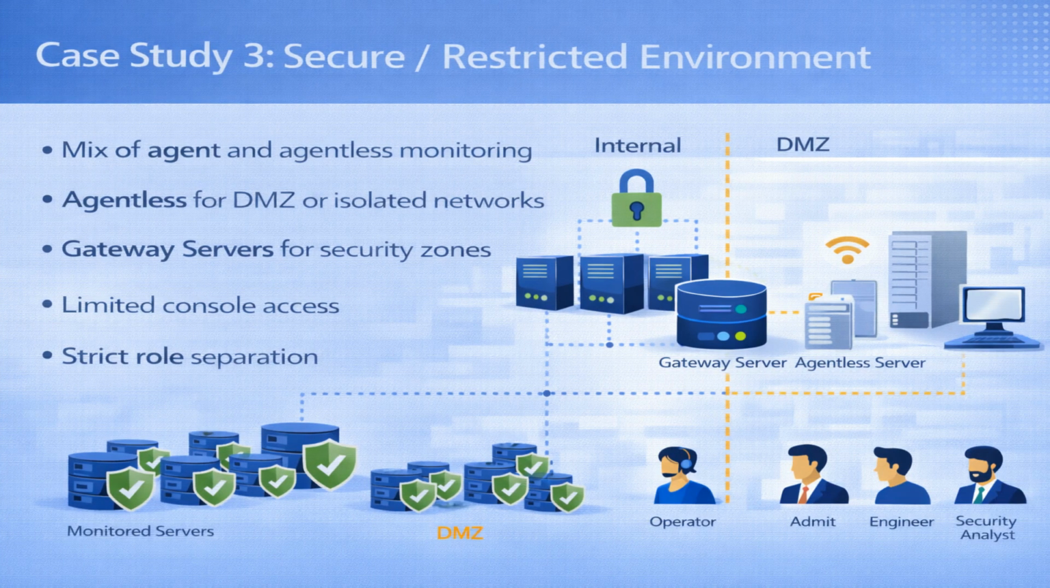Some environments don't play by normal rules. In banking and government networks, installing agents everywhere is often not allowed. Security teams are very strict. So instead of forcing agents, we used gateway servers. Production servers stayed isolated. SCOM stayed in the main network. Monitoring still worked, safely. But here's the truth. Agentless monitoring helped, but it was never as detailed as agent-based monitoring. Lesson learned? Security requirements shape architecture, not the other way around.